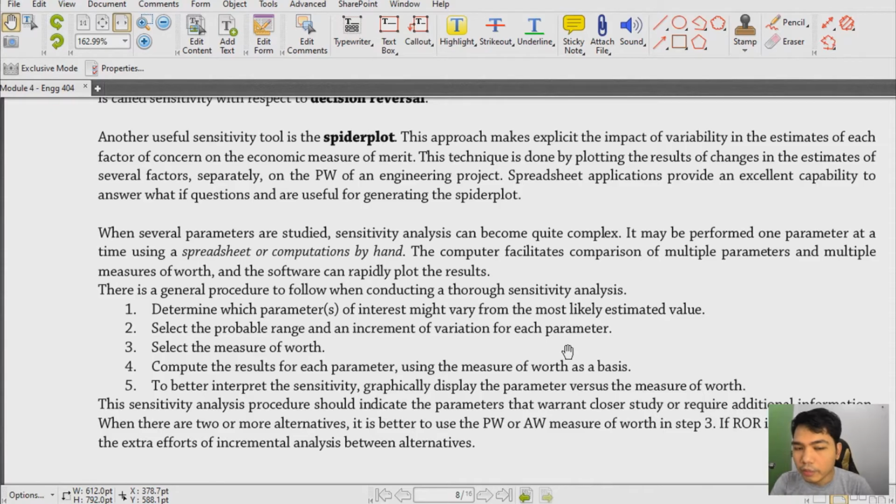The measure of worth could either be the PW or AW. Kasi yung FW, sometimes it gets a little complicated when it comes to perpetuity. So we stick with PW and AW. And then number 4, we compute the results for each parameter using the measure of worth as a basis.